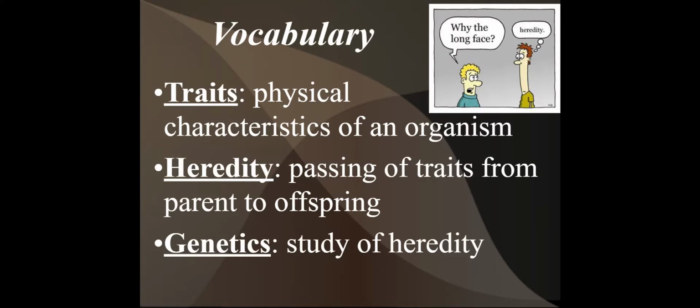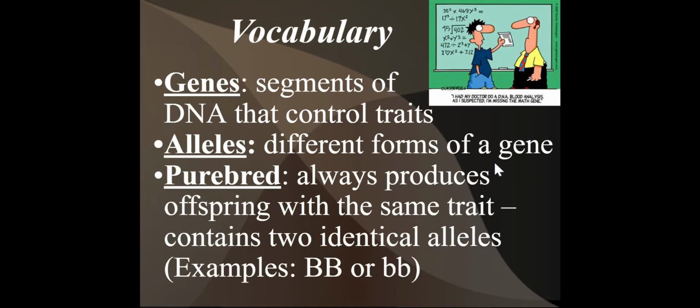Heredity, when we talk about something being genetic or hereditary, is the passing of traits from the parent to the offspring. And when we study that passing of traits, we call that genetics. So the study of heredity is genetics. Genes, we already talked about, are little segments of DNA that control the traits. It's just a few of the letters of the DNA that control a trait, and that's called a gene. So we said you could have the gene for long eyelashes or the gene for short eyelashes. The gene would be the little segment of DNA that controls the length of the eyelash.